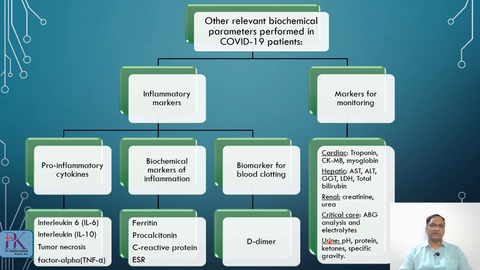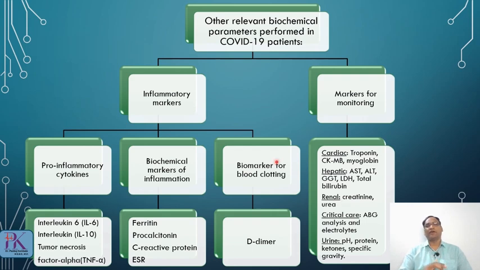And routine urine test, you already must have done in your practical. So different urine parameters like pH of the urine, presence of proteins, presence of ketones in the urine, to measure the specific gravity of the urine. Okay, so these are the routine parameters which are used for the monitoring of the patient. Okay, whether he is responding or not, whether the severity of COVID-19 infection is increasing or decreasing. For that, you have to monitor the patient. So these are the markers for monitoring.